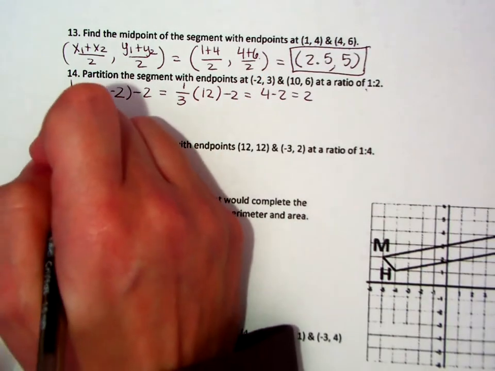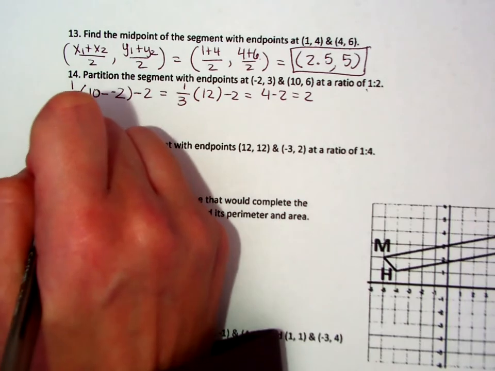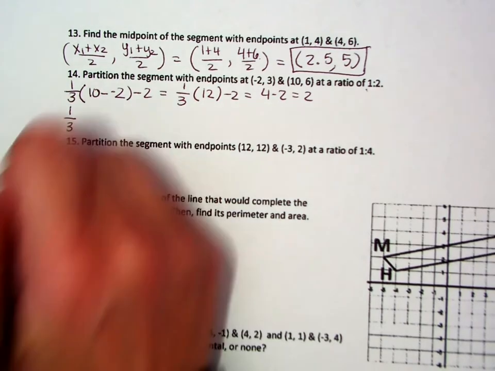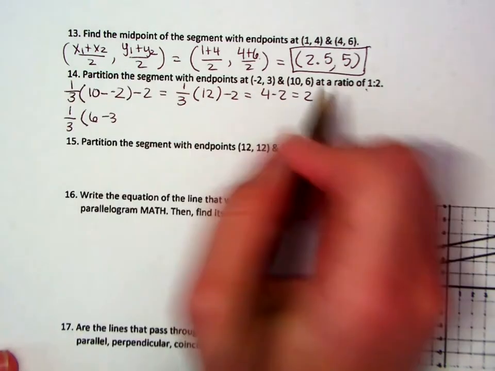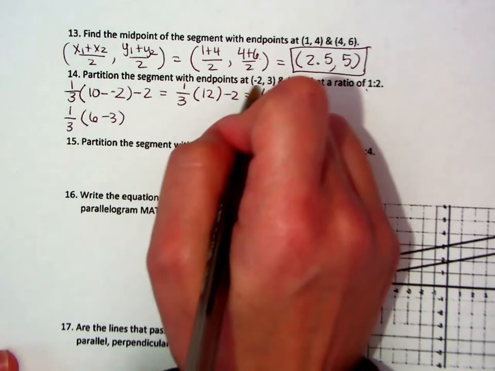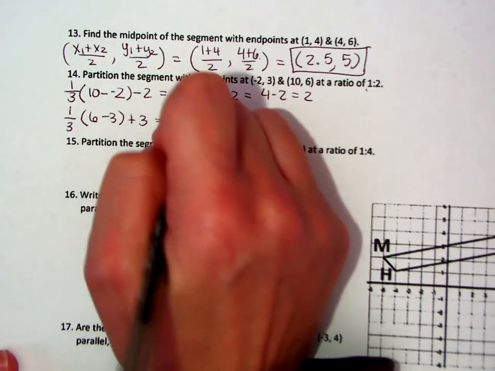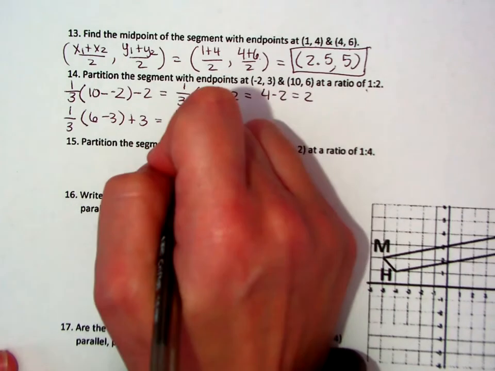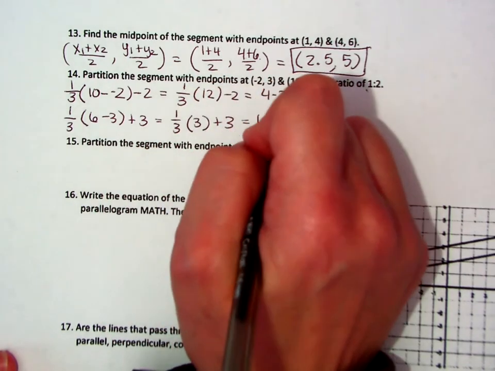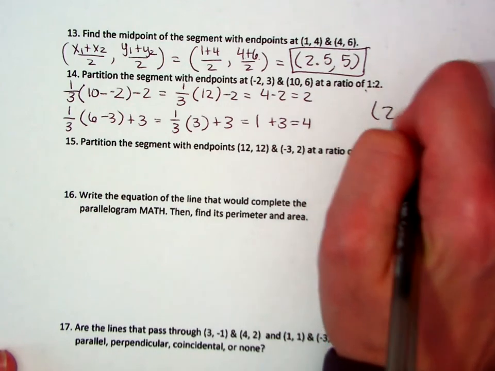Then we do the same thing for the y's. So we're going to do a ratio of 1 to 2, which is really 1 part out of 3 parts, times the y minus the y, so 6 minus 3, and then we add it back to the original y. So here we go, 1/3 times 6 minus 3 is 3, plus 3, so that would be 1/3 of 3, which is 1, plus 3 is 4. So we're looking at the point (2, 4).